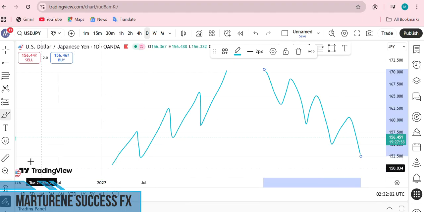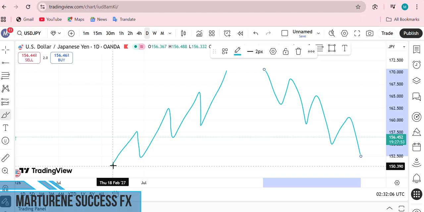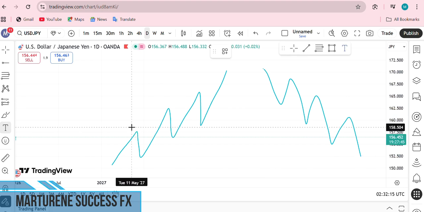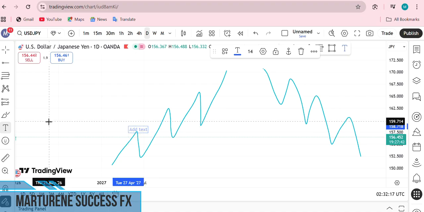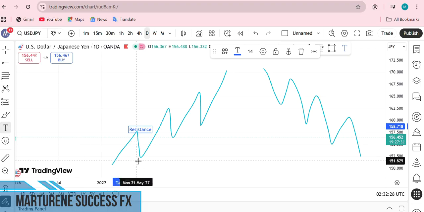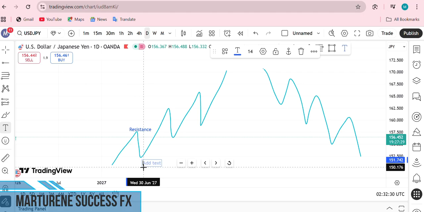So now, the highest point reached in the market is what we call resistance. Let me just indicate it here. So this is what we call resistance. And the lowest point reached in the market is what we call support. The lowest point reached is what we call support.